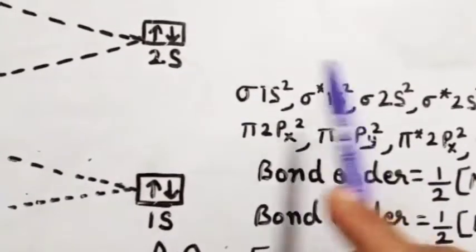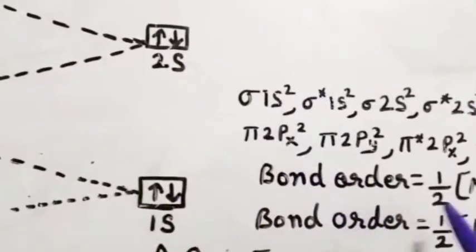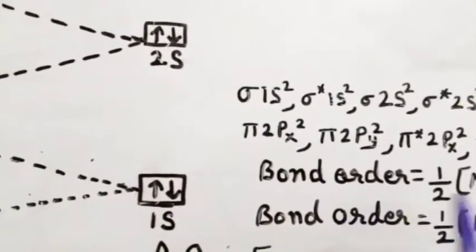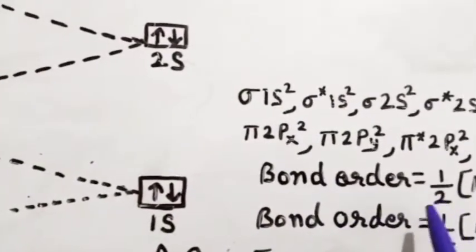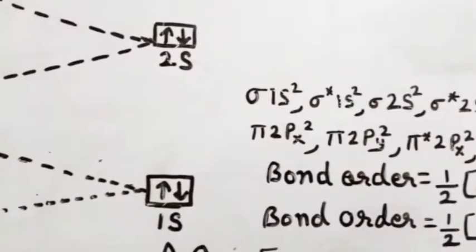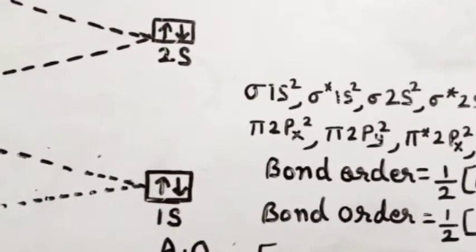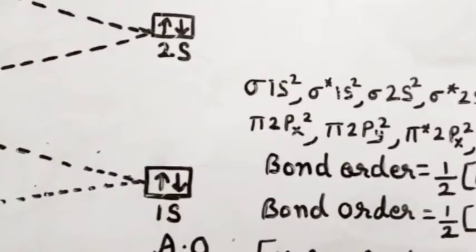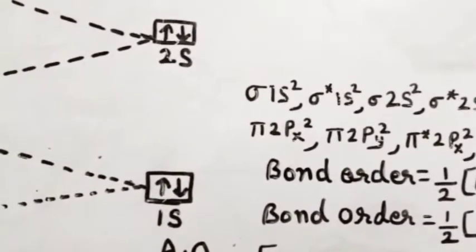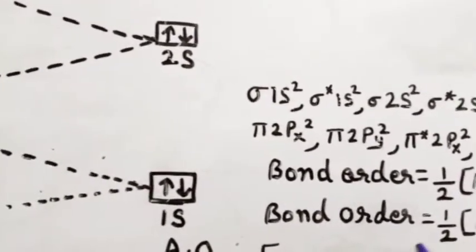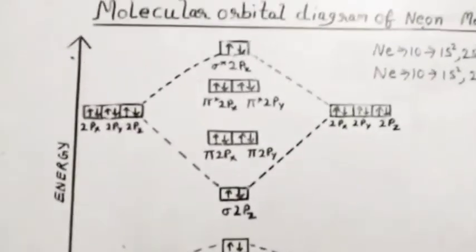It means between two neon atoms a bond is not present. Bond is not present means the neon molecule does not exist. Neon exists in the form of atoms. So this topic is completed. Thank you.